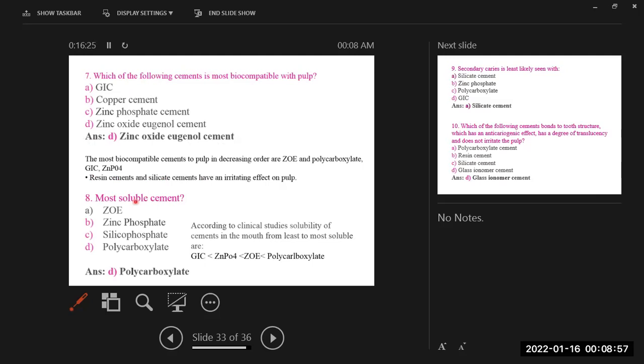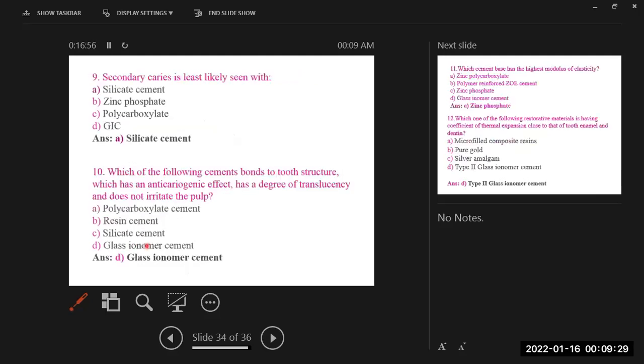Okay, so the most soluble cement according to the clinical studies, this is how the answer is. You have GIC, which is the least soluble, and then you have zinc phosphate, then you have zinc oxide eugenol, then you have polycarboxylate. So various studies have shown that polycarboxylate has a very high solubility inside the oral cavity. So answer would be polycarboxylate. Next to polycarboxylate would fall zinc oxide eugenol, then comes your zinc phosphate, and then your GIC.